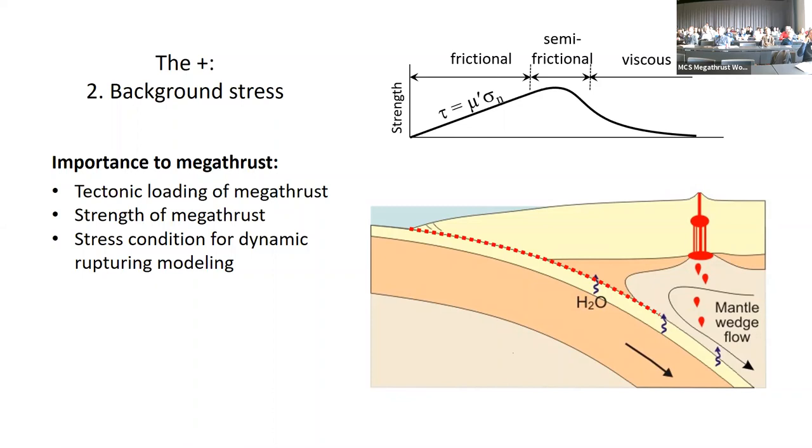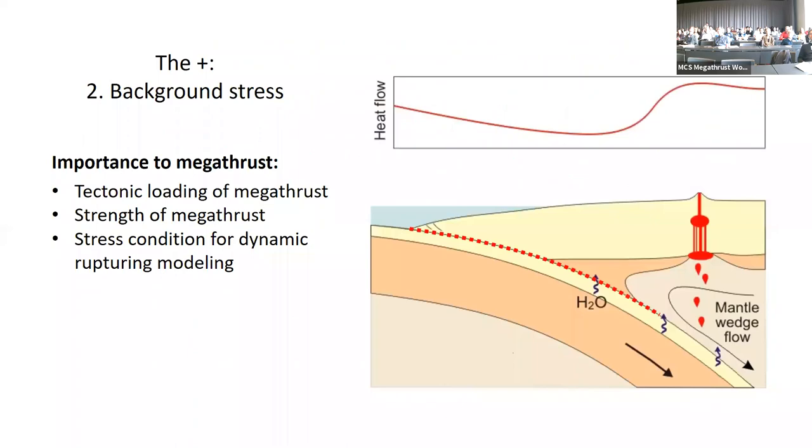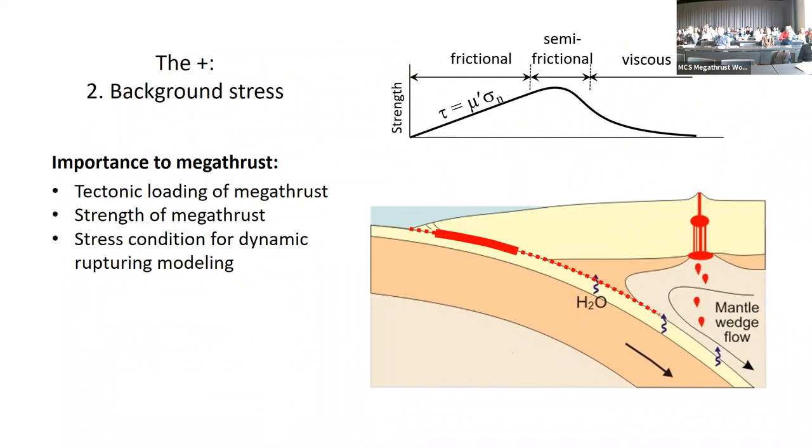And part of the frictional zone is our seismogenic zone. So what we want to know is the stress. We need to know the absolute stress on the fault, and we need to know the stress in the plate. The reason is we need to know how the megathrust is loaded tectonically. And we need to know the strength of the fault and how it fails. And also for a lot of the dynamic modelers, we need to know the absolute stress, right, for reasonable modeling. So that's all the background information we need to know.